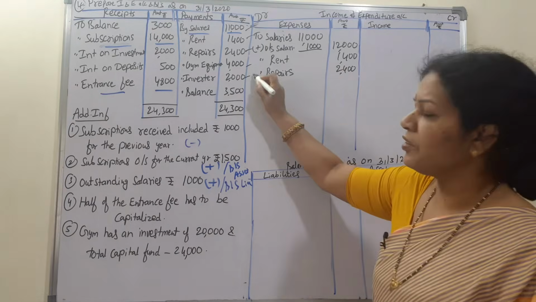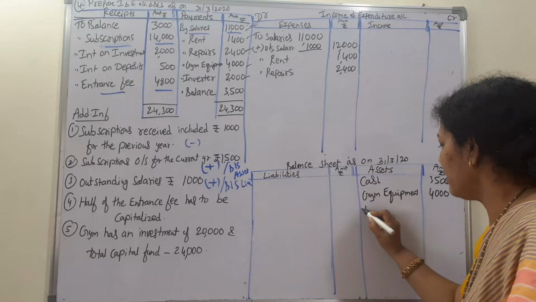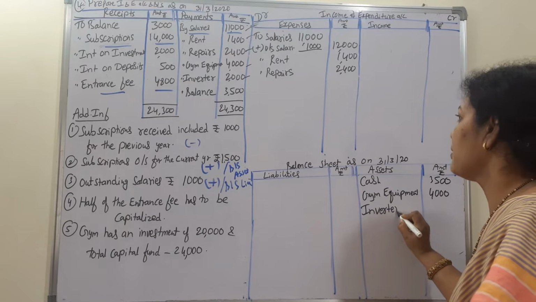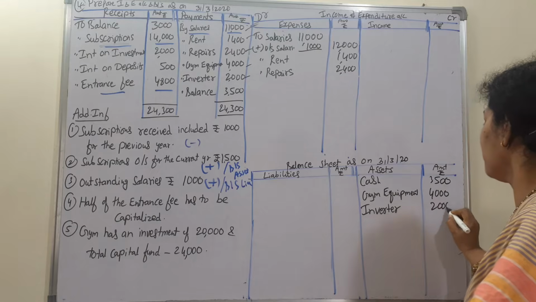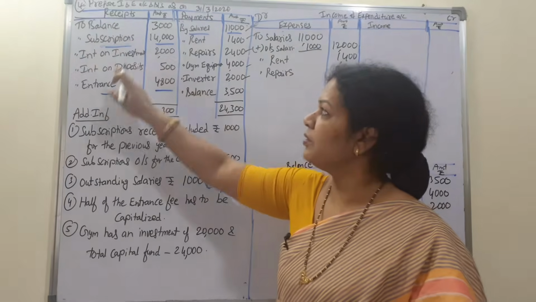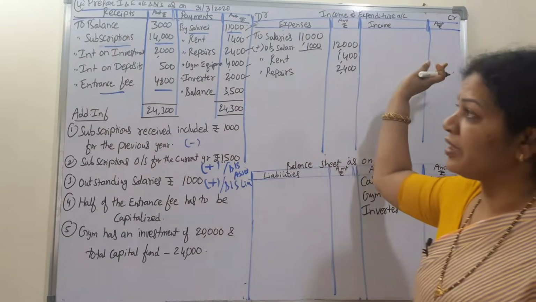After this, the inverter is also an asset, so it's a balance sheet asset. Inverter, 2000. Next, after that, now the debit side, the receipt side, to the credit side.